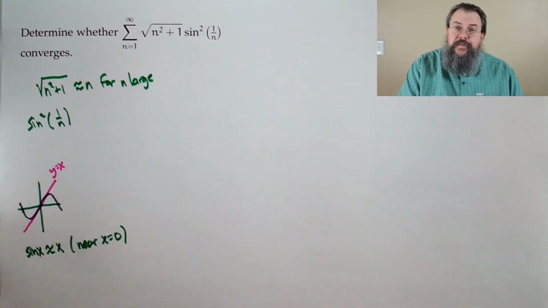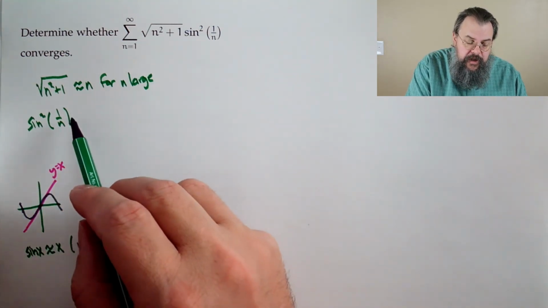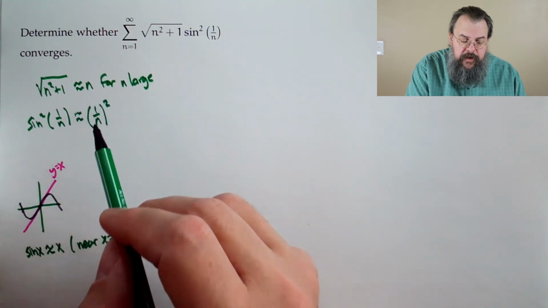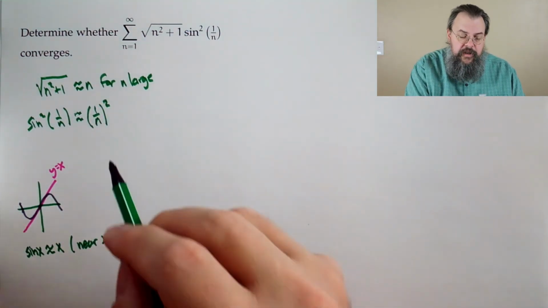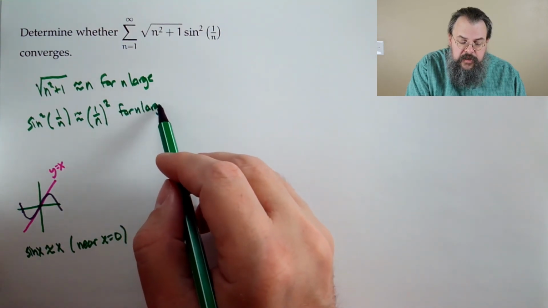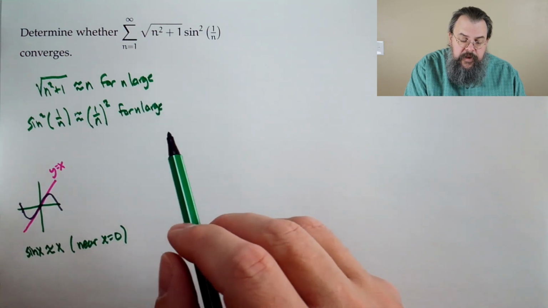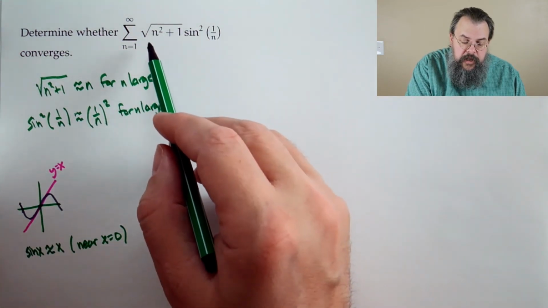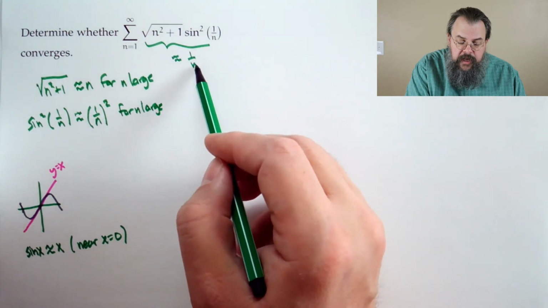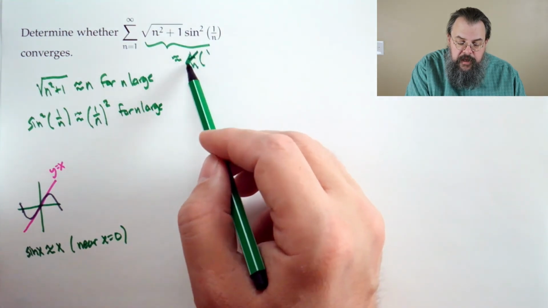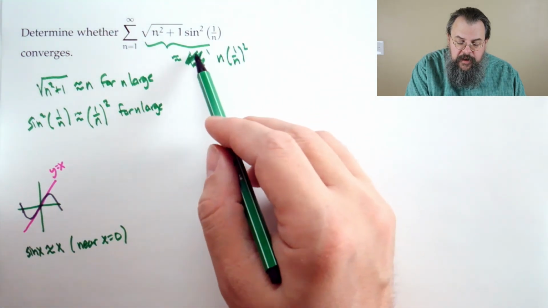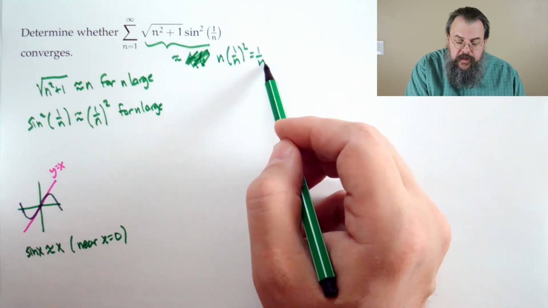Well, 1 over n is near 0. So we can say, oh, this is behaving like 1 over n squared, right? Because that's the sine squared. All right, and again, this is for n large. So if we put these together, we say, all right, well, it looks like this is going to behave like n times 1 over n squared, which is 1 over n.